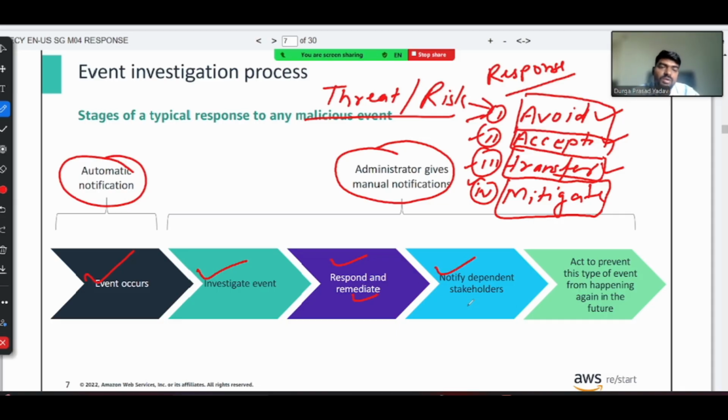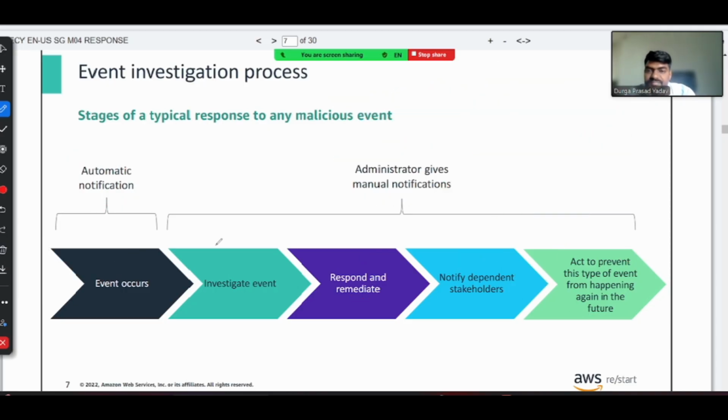Notify dependent stakeholders, meaning those who are using the systems which are compromised. The administrator will notify them also. Then, in order to prevent this type of event from happening again, that will be the learning after completing this entire life cycle.